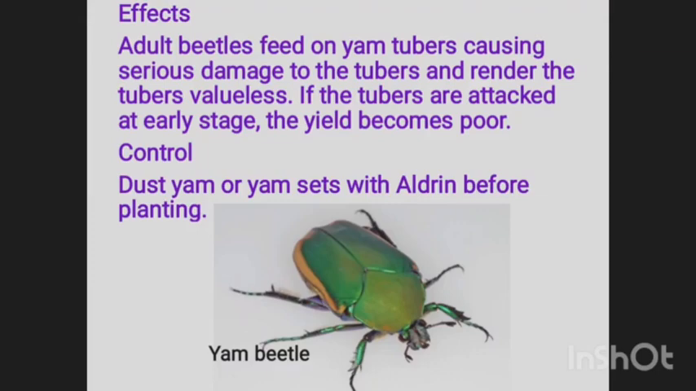How do you control this beetle? Dust the yam or yam set, which is the piece of the yam you're about to plant, with aldrin before planting. Now, aldrin is an insecticide in powder form. So you dust the yam with aldrin before planting.